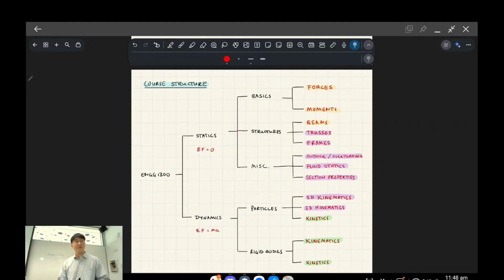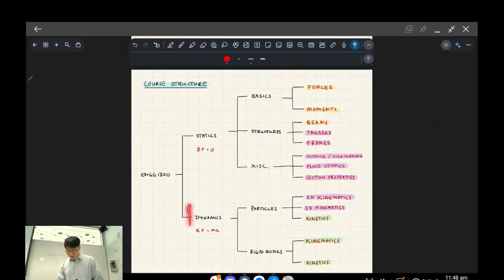Within the first half of the course, we've got the basics. We're going to go through what forces are, what moments are, and then we're going to go through structures. There are different types of structures we cover in this course. These are your fundamental, basic types of structures: beams, trusses, and frames. And we'll be talking about those. Then there's a bunch of miscellaneous stuff which will be covered towards the middle of the course. It's to do with instability, so it's called sliding and overturning. I'll explain that a bit later. We've got fluid statics, so that's basically how water interacts with buildings and whatever structures you're looking at. And then section properties, which will be more obvious when I explain some more stuff.